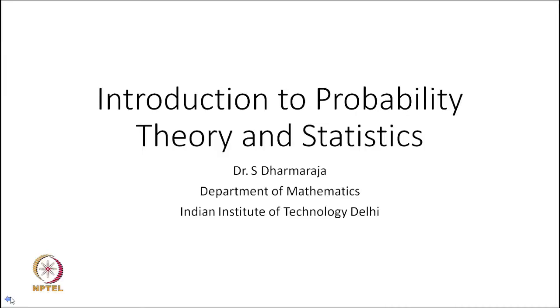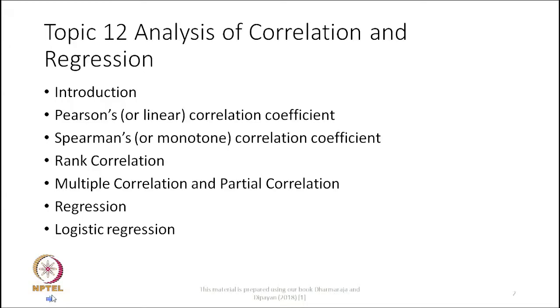Welcome to the Introduction to Probability Theory and Statistics course. We are in topic 12, analysis of correlation and regression. This is lecture 2. In lecture 1 we discussed the analysis of correlation, and in this lecture we are going to discuss the analysis of regression, and in the third lecture we are going to discuss logistic regression.